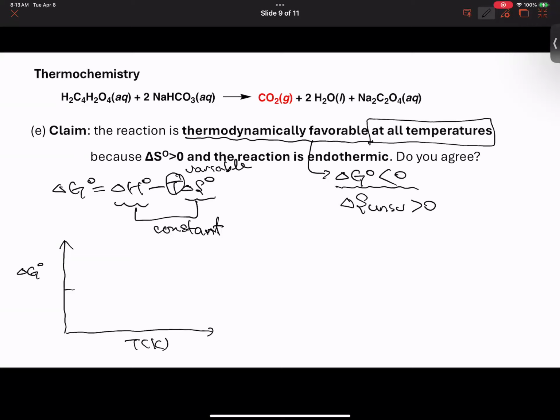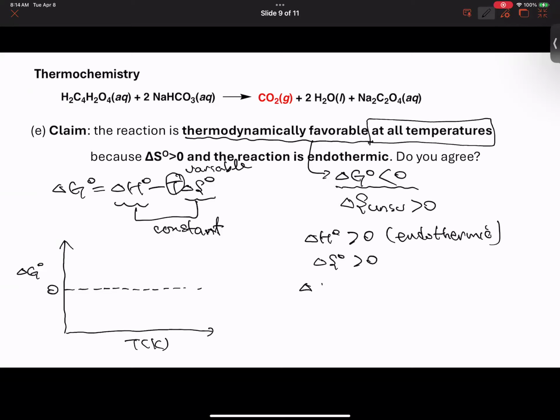The criterion for spontaneity is 0. When delta G is less than 0, it is spontaneous. When delta G is positive, the reaction or chemical change is non-spontaneous. Here we know delta H. Delta H is endothermic, meaning positive. The reaction is endothermic: the enthalpy level of the product is higher than the enthalpy level of the reactants. And delta S is positive also.